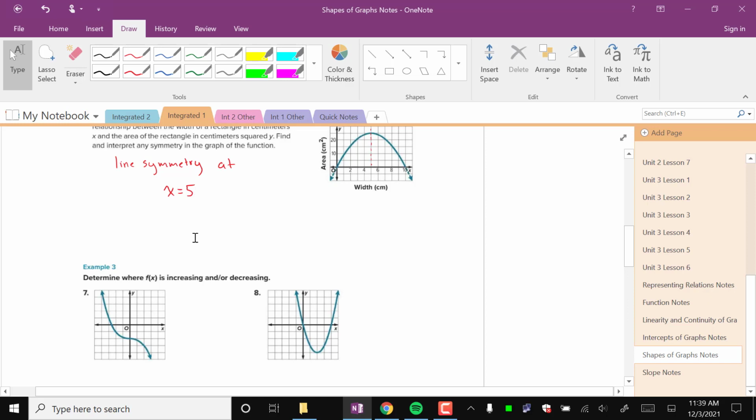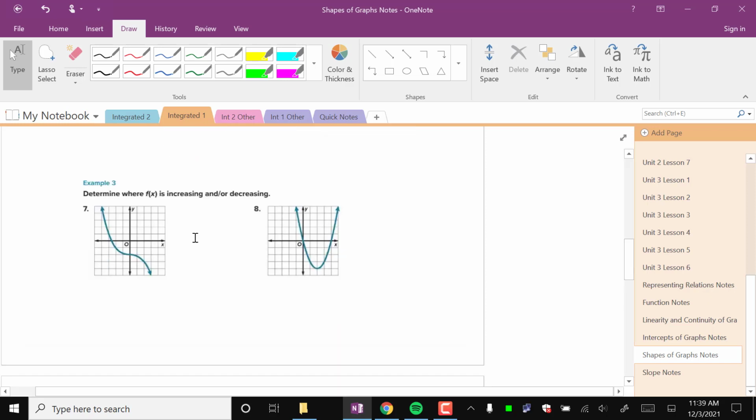So the first two examples, we're dealing with line symmetry. The next thing that we're going to look at is where these values are increasing and where these values are decreasing. So the way we look at it is in terms of the x. We're going to look at the two parts of the graph: the left part, which is where the x values are negative, and the right part of the graph where the x values are positive. So the left part of the graph, for number 7 in example 3, you'll notice that it is coming down in that left part of the graph. So the function is decreasing for x less than 0. So those are my negative values.